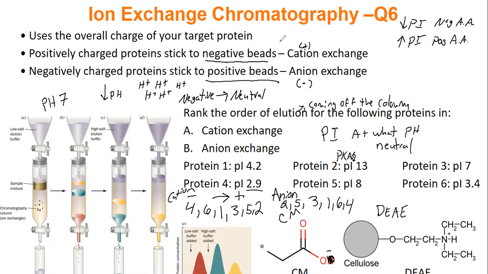So any questions about that idea presented here, either about PI or about column chromatography itself, anything at all?